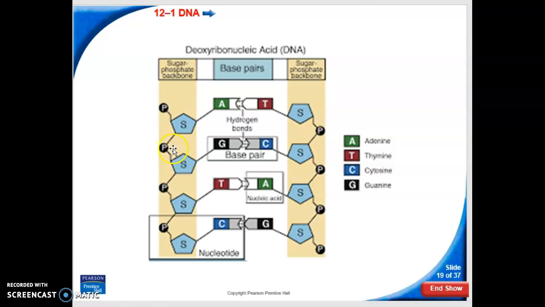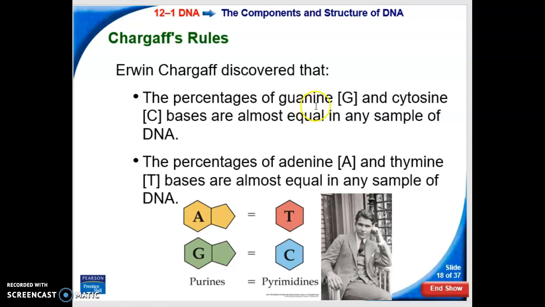Now the next pair, you have guanine. Well, guanine always has to pair with the blue cytosine. Next one, thymine, pairs with adenine. So like we said in this, guanine always pairs with cytosine, and adenine always pairs with thymine.